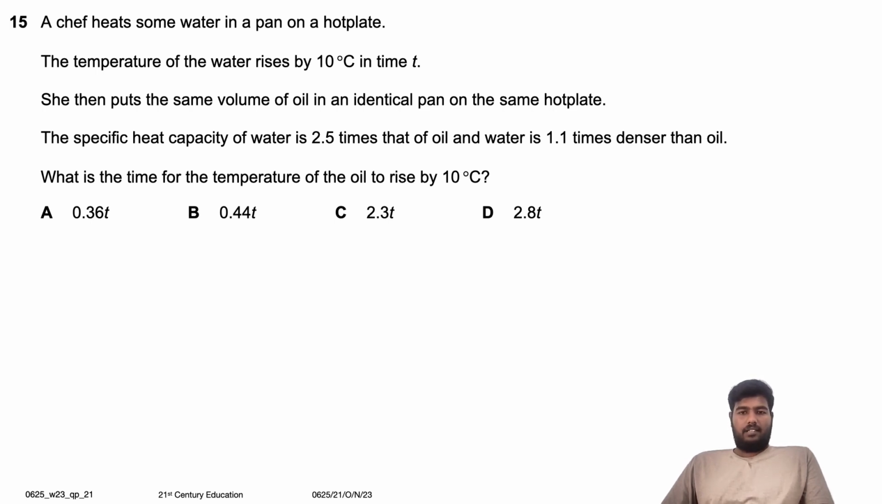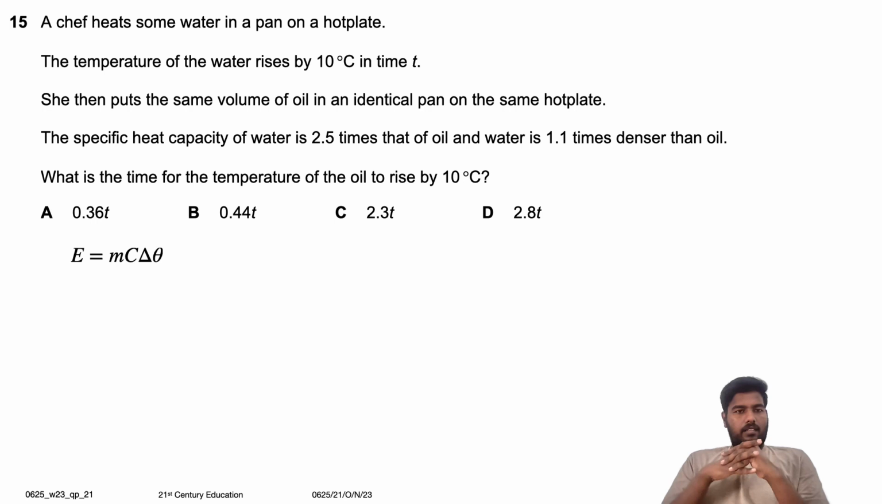Okay, this is a little bit tricky question, but not complicated at all. You just have to know the trick. What's the trick? Let's start from the equation that we know. E is mc delta theta. E is the change in energy, m is mass, c is specific heat capacity, and delta theta is change in temperature. Now we have to raise both temperatures by 10 degrees Celsius.